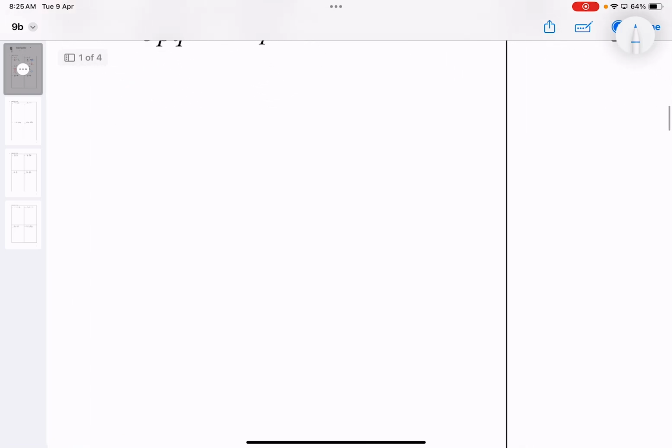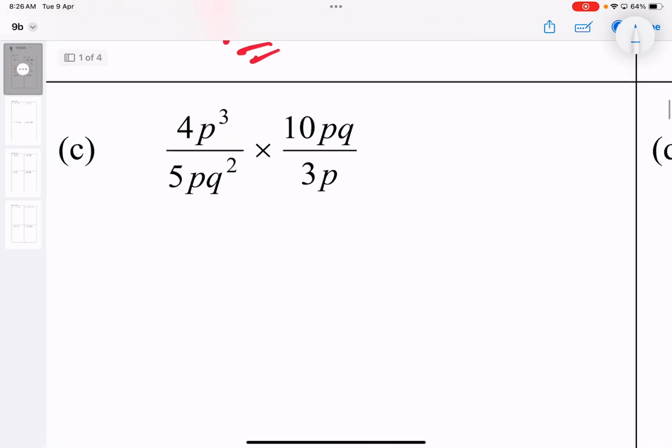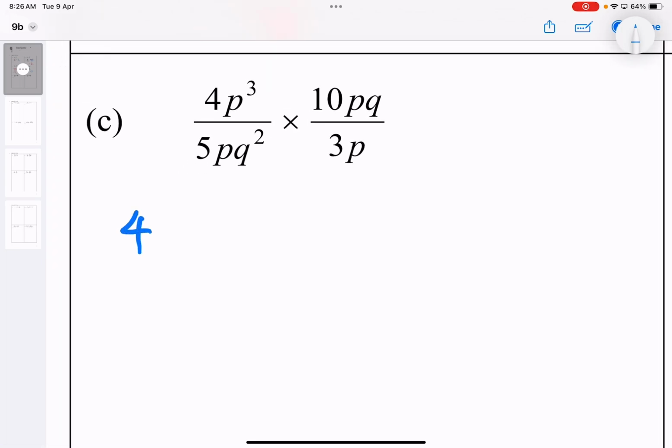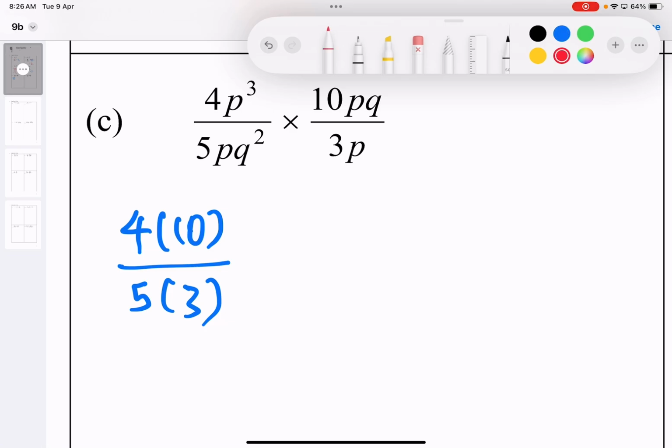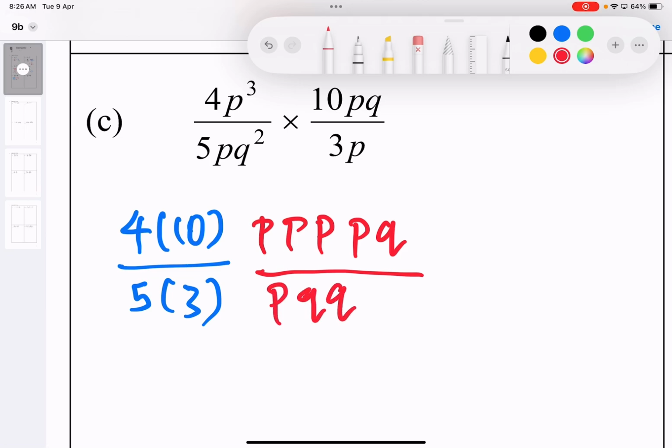Okay, let's move on. The numbers are slowly getting a little bit bigger, but don't worry because we have a plan. So numbers again, 4 times 10 divided by 5 times 3. These are all my numbers. Algebraic symbols, p cubed is p times p times p. q squared is q times q. So I write everything down: p times q times q times p. How come I got so many p's here? Because I have a p cubed. P cubed means I have a p 3 times.